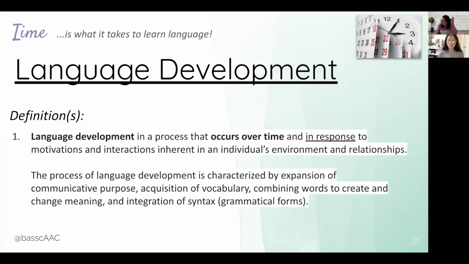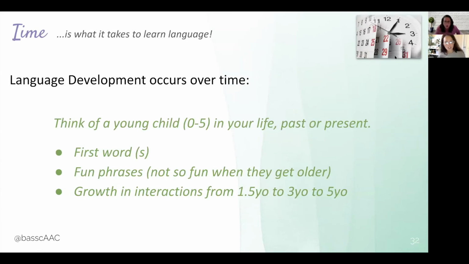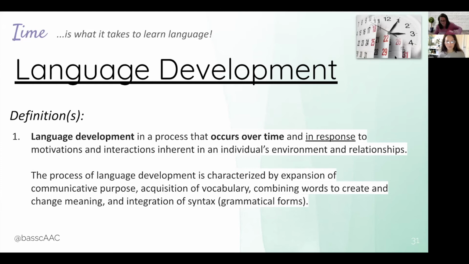So, definitions: language development is a process that occurs over time, years and years and years, in response to things that are happening in the environment, right? So in response to motivation, interactions that are inherent to that environment, and the relationships that are around that child. The process of language development is characterized by expansion of communicative purpose. We're going to communicate for a variety of reasons. Maybe we start with requesting and protesting, but then we're going to comment, answer questions, ask questions, and have social closeness. Acquisition of vocabulary: there's a big vocabulary burst that happens over a long period of time for children. Combining words to create meaning and change meaning, and integration of syntax. But this takes time.